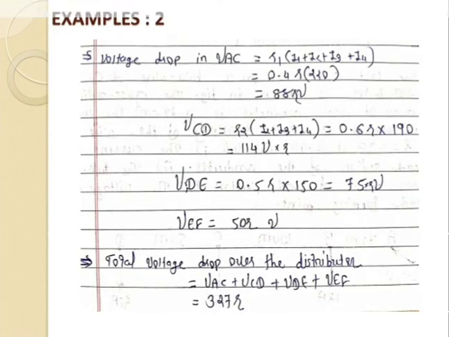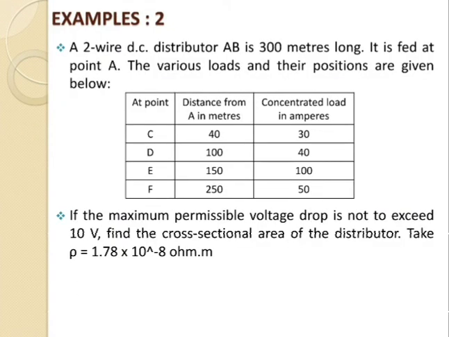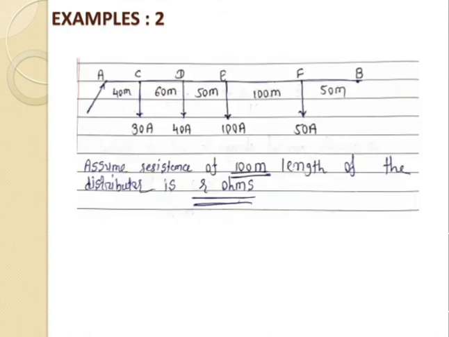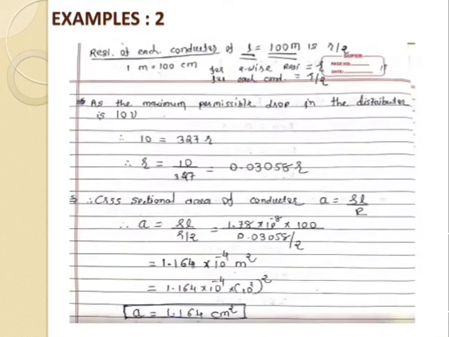Now from this example, what we have to calculate is the cross sectional area of the DC distributor. For the cross sectional area of the conductor, we have the equation R is equal to rho L by A. So A is equal to rho L divided by R by 2.